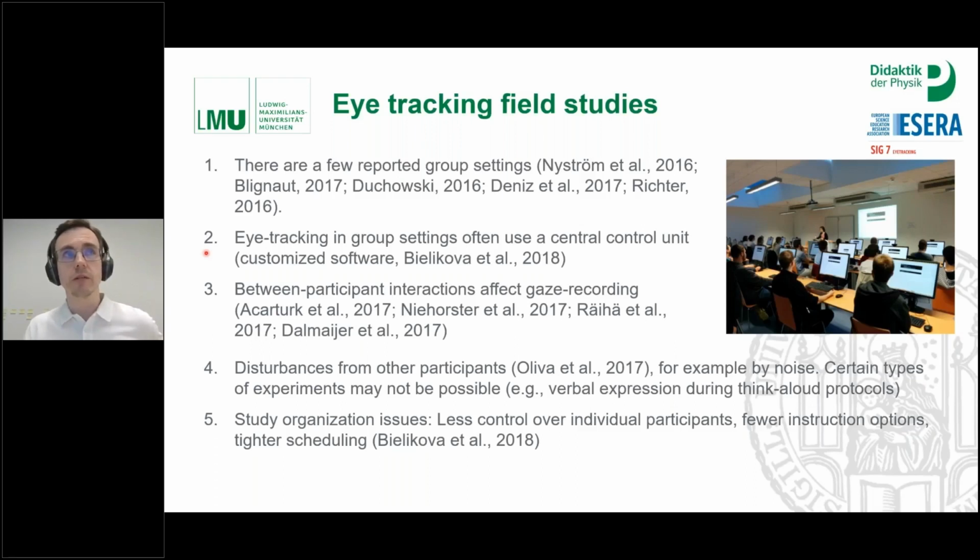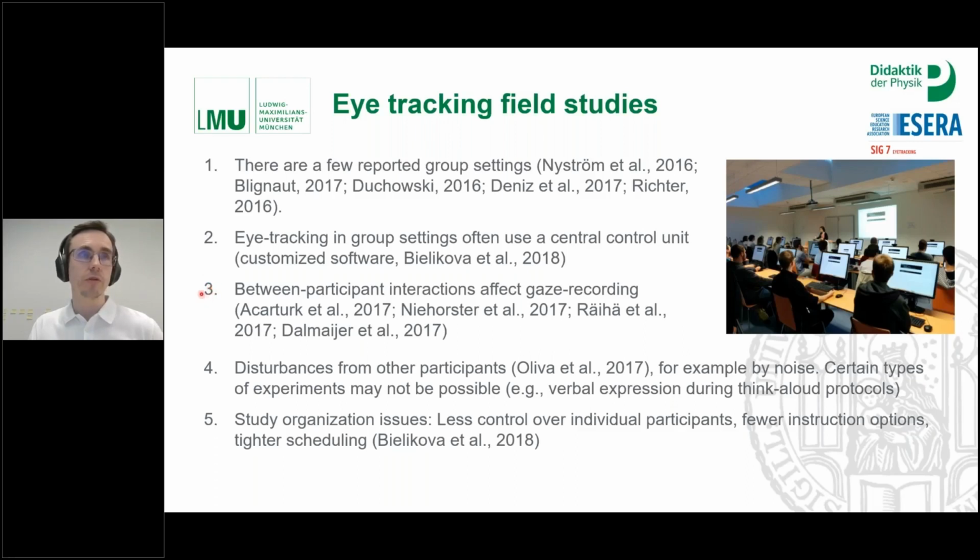What is characteristic about these is that they often have a central control unit. The teacher may lose control of some participants if he cannot instruct them from the front as to what to do on the screen. And if something is not working, it may be tedious and time consuming to go through each of the students to set it up, do the calibration and so on. So a central control unit has been reported to be very helpful in this case.